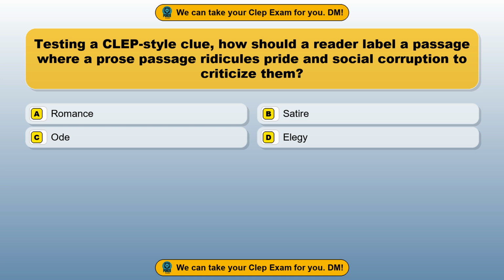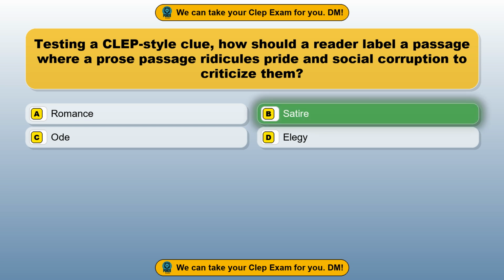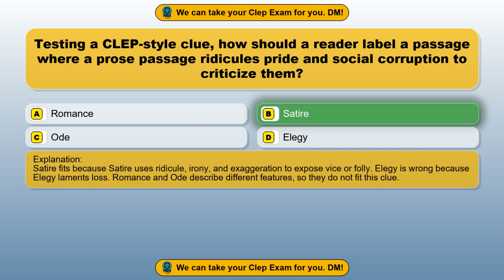Option B, satire. Option C, ode. Option D, elegy. The correct answer is option B, satire. Satire fits because satire uses ridicule, irony, and exaggeration to expose vice or folly. Elegy is wrong because elegy laments loss. Romance and ode describe different features, so they do not fit this clue.